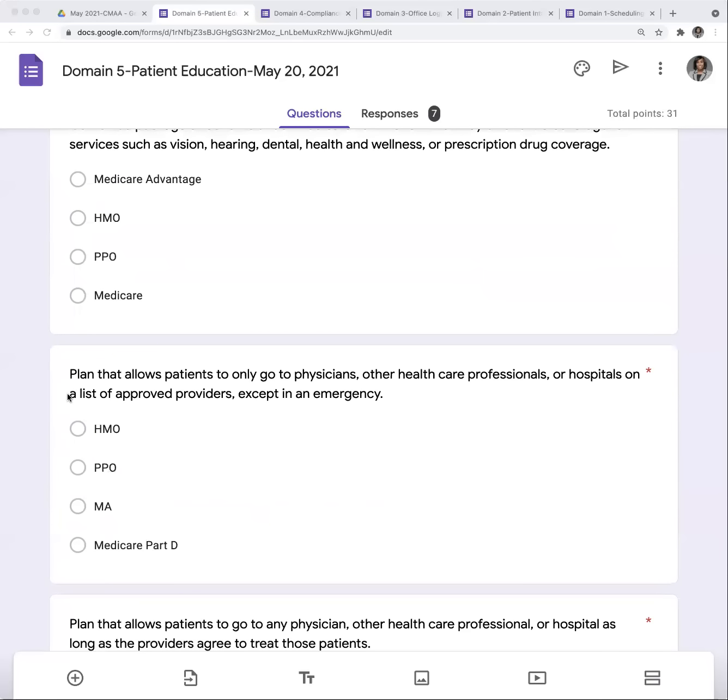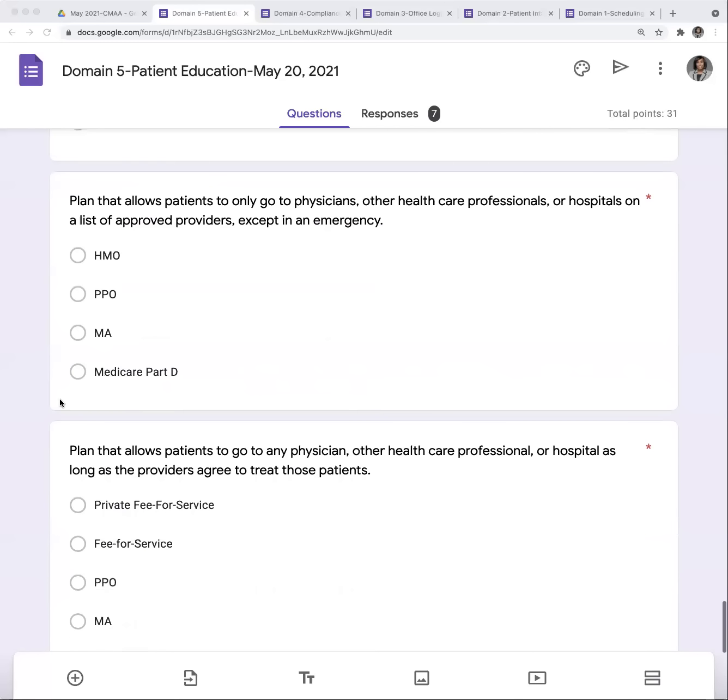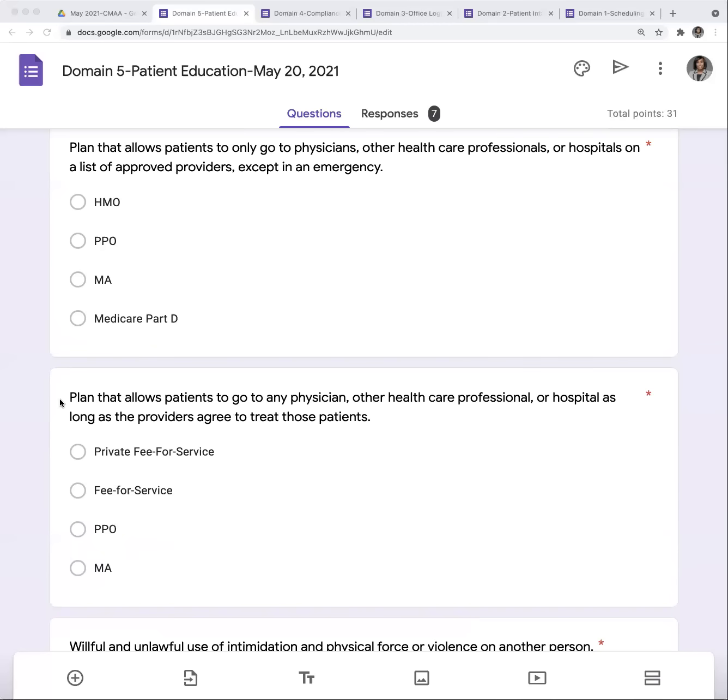Plan that allows patients to only go to certain physicians and hospitals, except in an emergency. HMO, because they have to get permission. Plan that allows patients to go to any physician or healthcare professional, as long as those providers treat those patients. PPO.